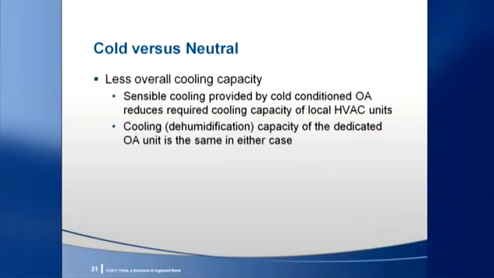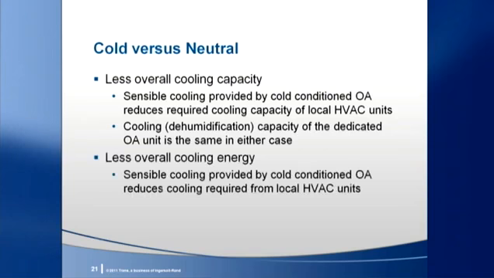So a dedicated outdoor air system that delivers cold air requires less overall cooling capacity than a neutral air system. The capacity of the dedicated unit is the same in either case, since it's sized for dehumidification load. However, delivering the air cold reduces the required capacity of each local unit. For this reason, a cold air system also consumes less overall cooling energy for much of the year. As I showed, a neutral air system throws away some of the sensible cooling benefit by reheating that dehumidified air.